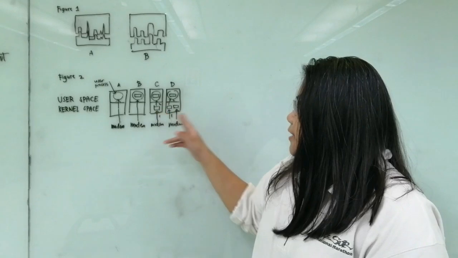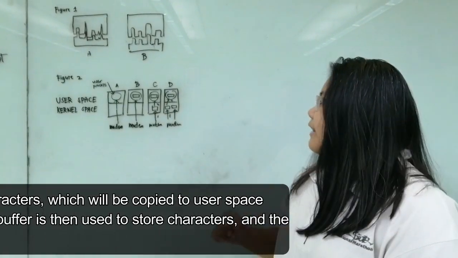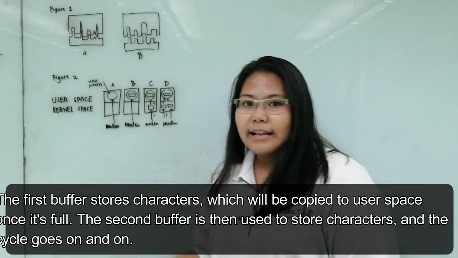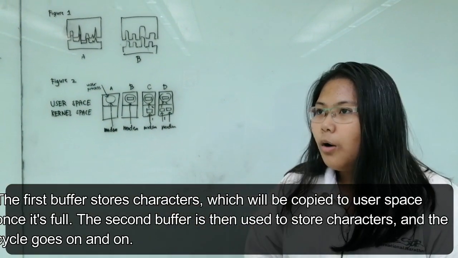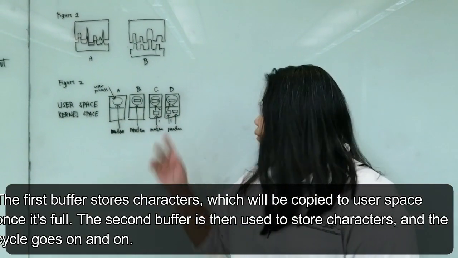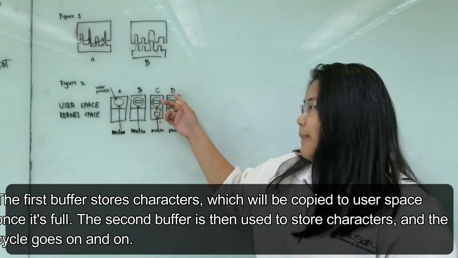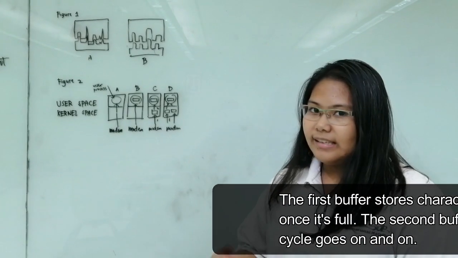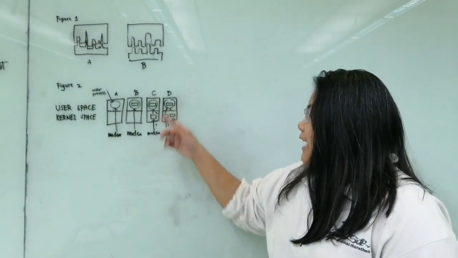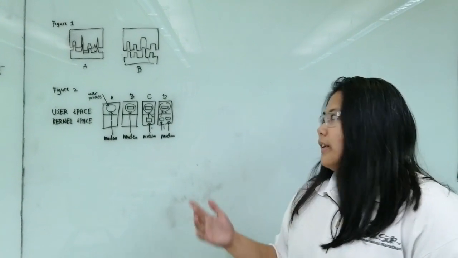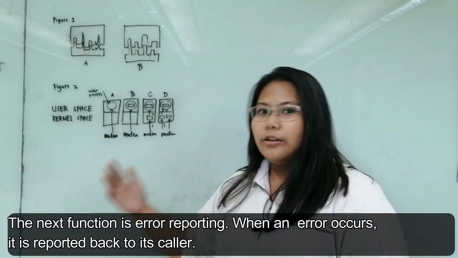There are two buffers here in the kernel space. The first buffer is responsible for accepting those characters. Once the first buffer is full, it is copied to the user space. And now it's the turn of the second buffer to accept those characters. And then the cycle goes on and so forth.